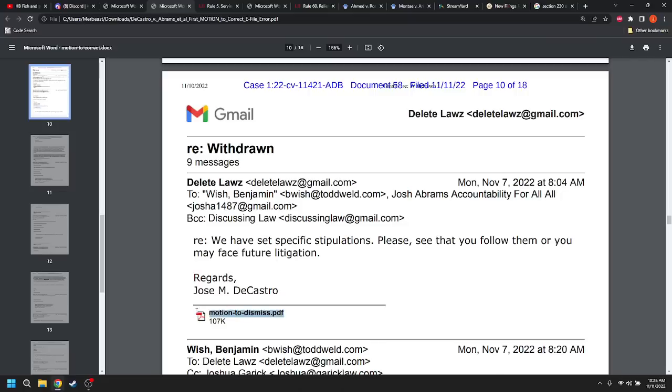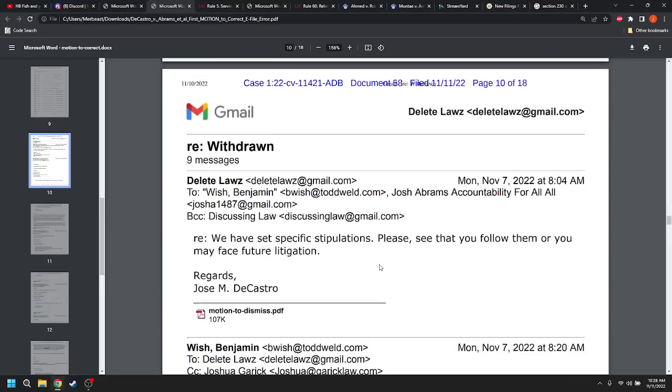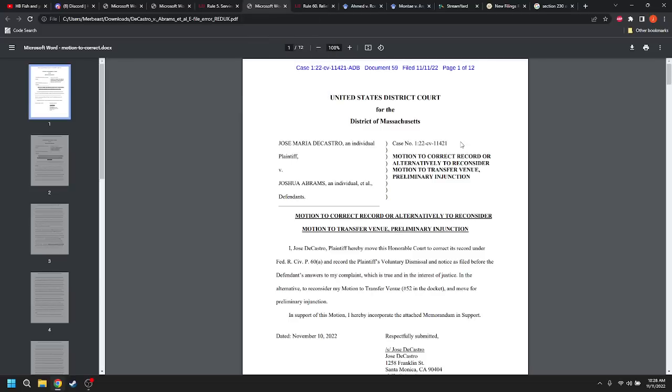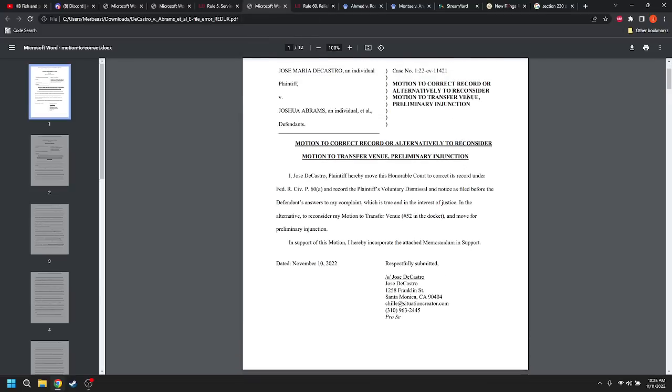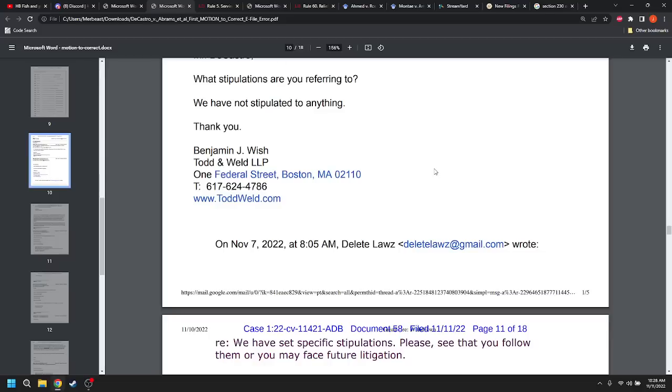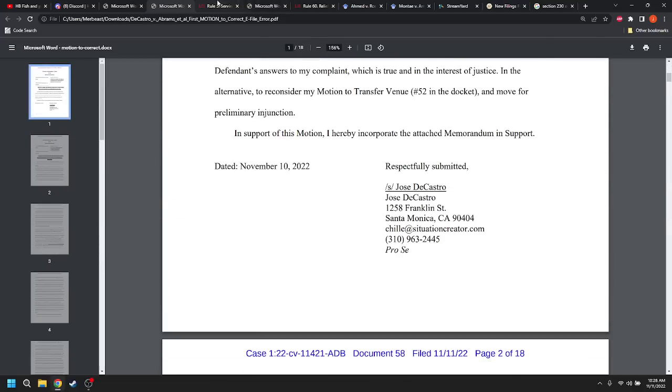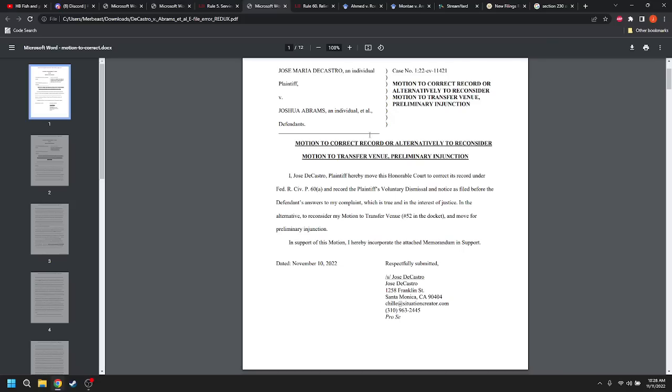So that was the motion to dismiss, and we've set specific. Okay. All right, so that's the first one. Lord, this is probably hours long already. So this is the second one. So it's still the same. Let's go up. I don't want to double anything. Support of this motion, memorandum support.